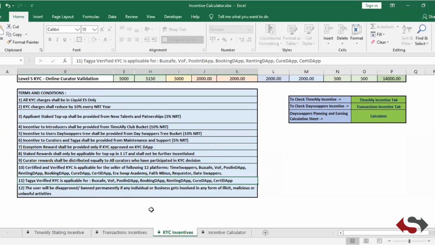And the online verification is for Bus Cafe, Value of Farmers, Pooling Dab, Booking Dab, Printing Dab, Pure Dab, Multi Dab. The user will be disapproved or banned permanently if any individual or business gets involved in any form of illicit, malicious or unlawful activity. In case you are not following the rules and regulations as per the terms and conditions, action can be taken on you. So better follow them.